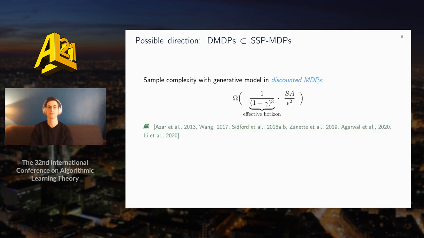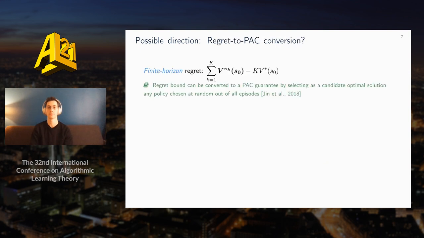A first possible direction could be to leverage the inclusion that discounted MDPs, or DMDPs, are a subset of SSP MDPs. Indeed, there is a rich line of work studying the sample complexity with generative model in discounted MDPs, which matches the minimax rate displayed here. However, while in discounted MDPs, the effective horizon is captured by 1 divided by 1 minus gamma, in SSP, the effective horizon is unknown, policy dependent, and even possibly unbounded for some policies.